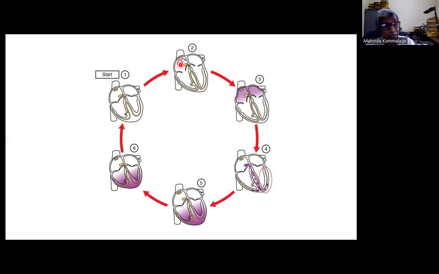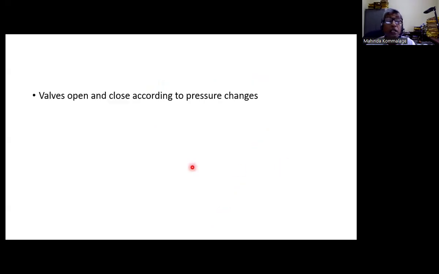Because the SA node is located in the right atrium, it gets the electrical activity first and then it goes to the left side. But because of the arrangement of Purkinje fibers, this electrical activity spreads first in the left ventricle. And of course, then left ventricle contraction will occur like this, and it goes back to the next cycle again. Right. So valves open and close according to the pressure change that you already know. Heart valves will open according to the pressure change.